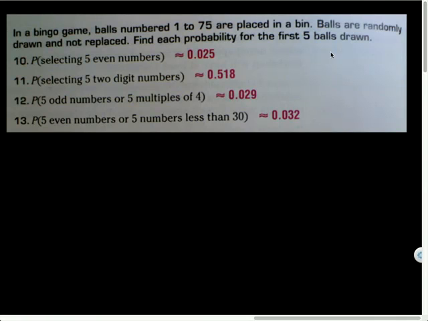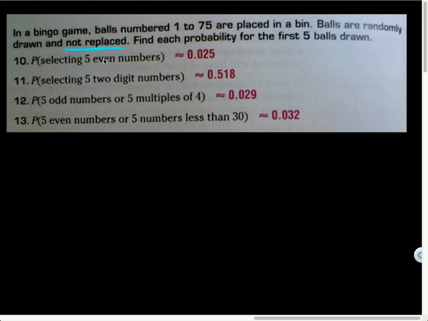Let's see. In a bingo game. Oh, wow. I forgot about this problem. We have to actually count stuff. Balls are numbered 1 through 75, placed in a bin. Balls are randomly drawn and not replaced.